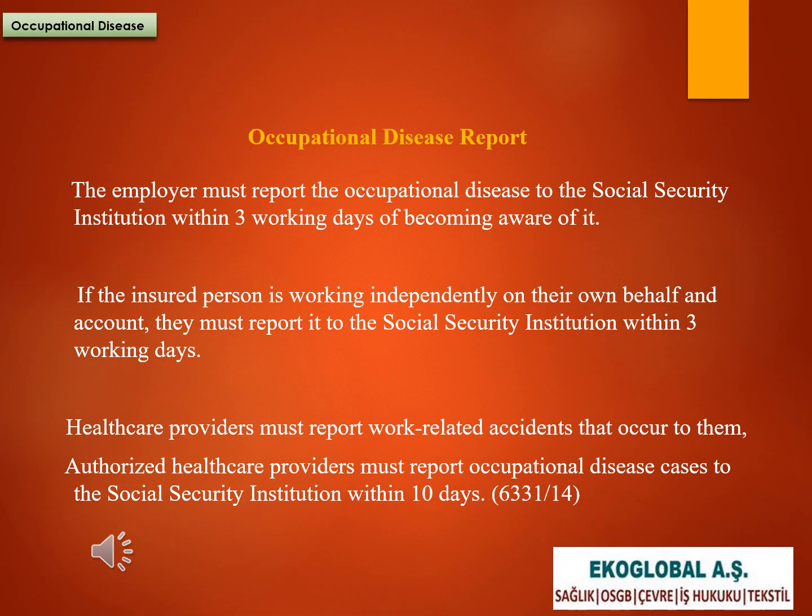The employer must report an occupational disease to the Social Security Institution (SGK) within 3 working days from becoming aware of it. If the insured person is working independently on their own behalf, they must also report to SGK within 3 working days. Healthcare providers must report work-related accidents that occur to them, and authorized healthcare providers must report diagnosed occupational diseases to SGK within 10 days.